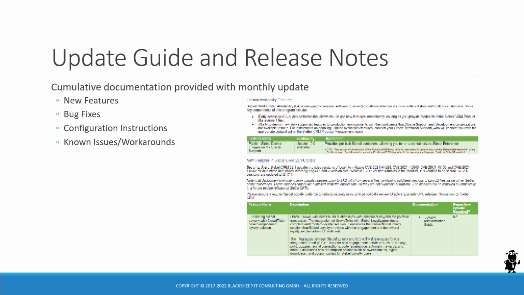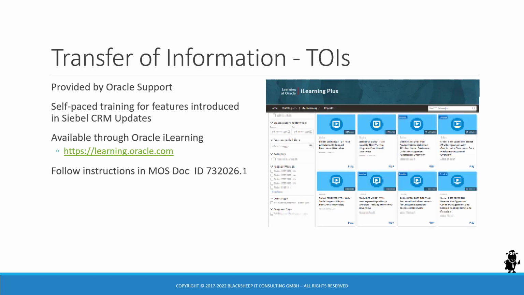This is a cumulative documentation that provides you with an insight of new features officially delivered in each new release, the bug fixes delivered in each release, along with very important configuration instructions for developers and known issues and the workarounds. So it is paramount that, for example, before you update to any new Siebel version, that you read and understand the update guide and release notes in their entirety.